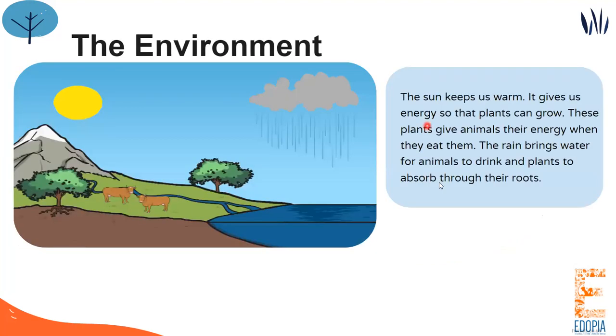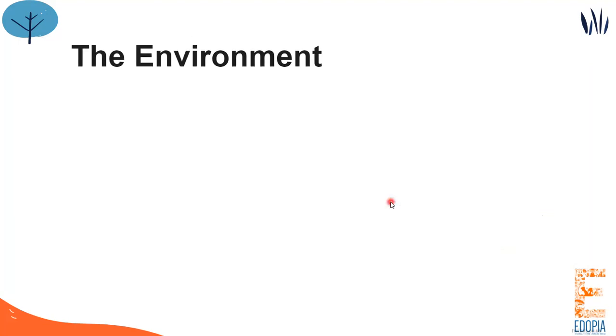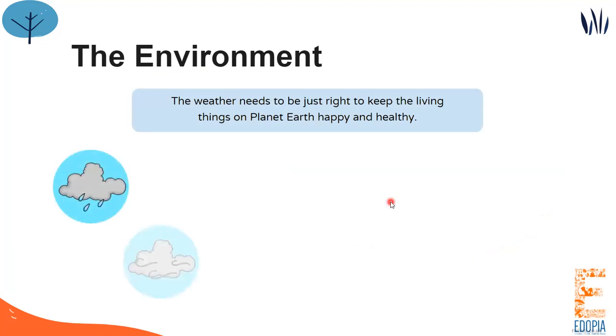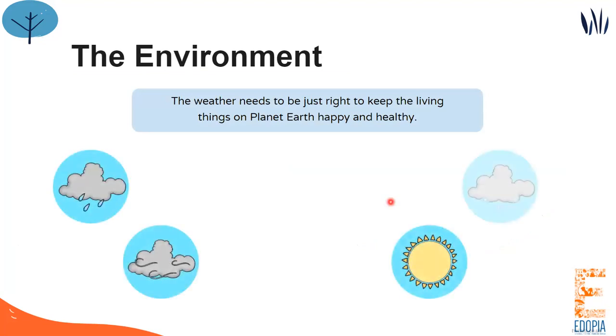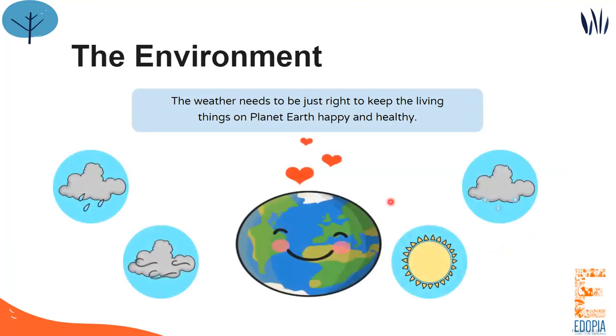So what does the sun do? The sun keeps us warm, it gives us energy so that plants can grow. In turn, the plants give animals their energy when animals eat the plants. Moreover, the rain brings water for animals to drink and plants to absorb. So this is how nature keeps everything happy and healthy. So the weather needs to be just right to keep the living things on planet Earth happy and healthy.